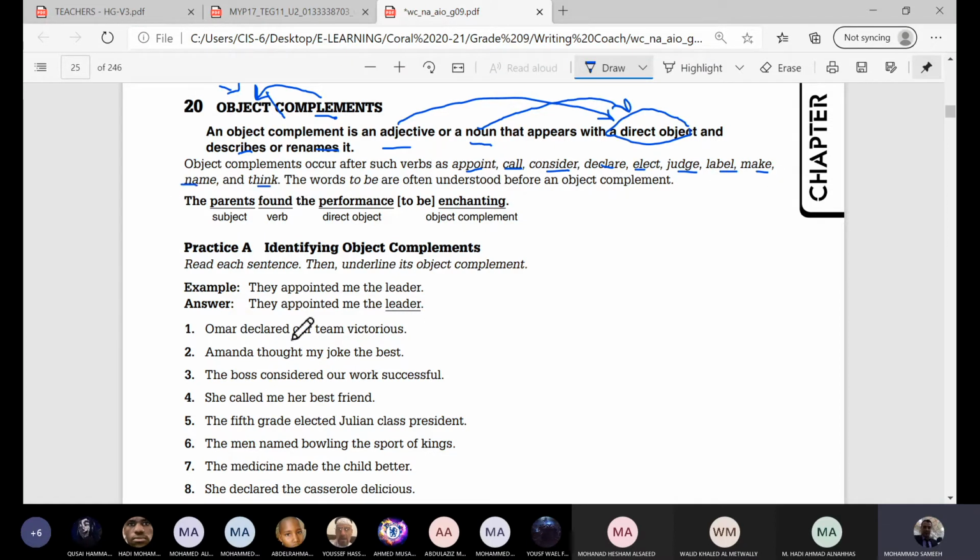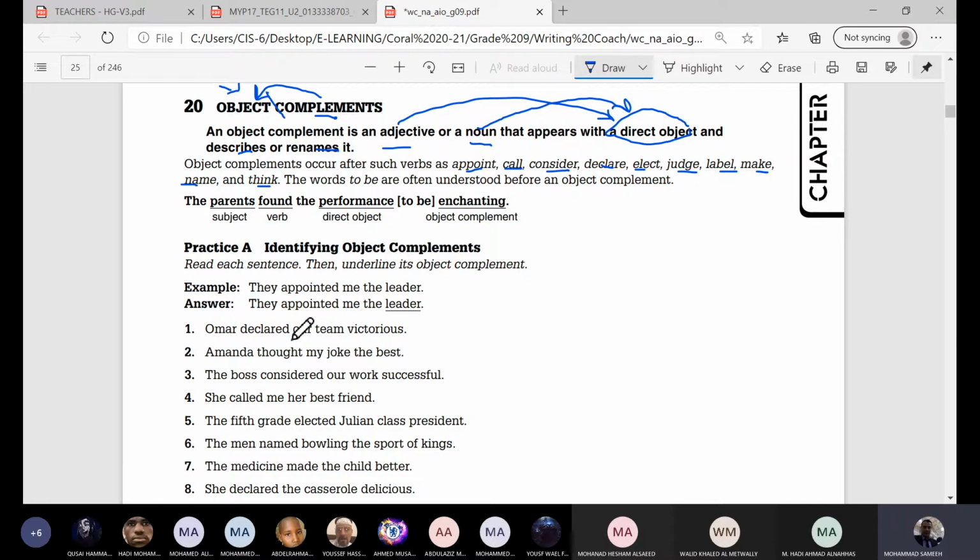When I say, I declare Kareem the boss, I told you there are clues, guys. We have two clues. What's the first one? The first one is to check the object and the word I suspect is an object complement: are they the same person or not? This is so important. If they are the same, then the word that comes after the object is called the object complement.